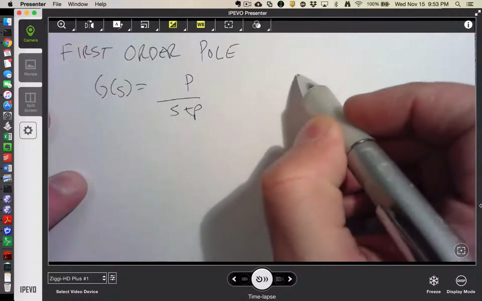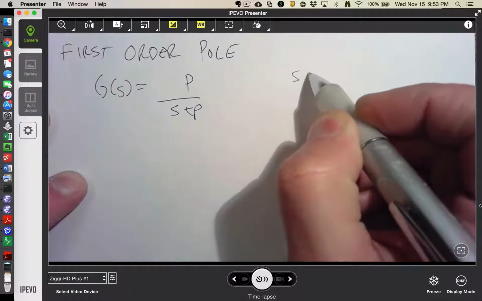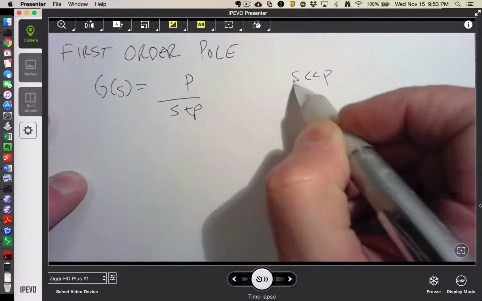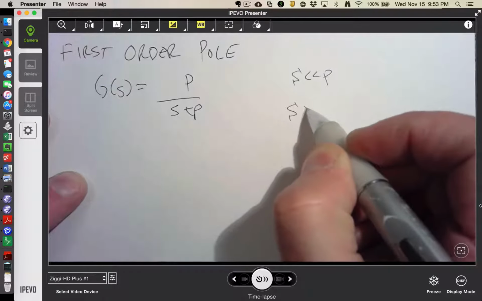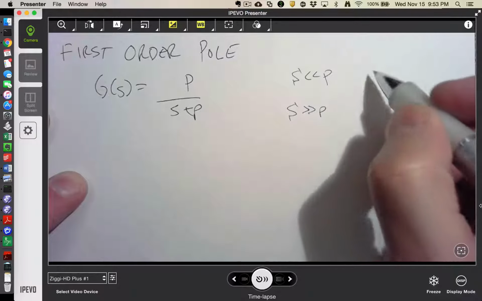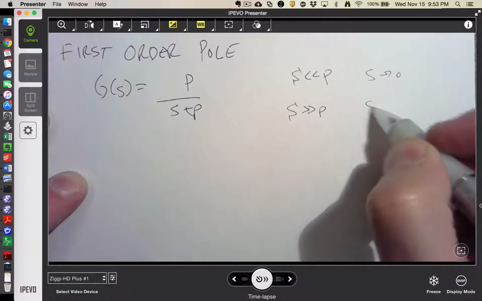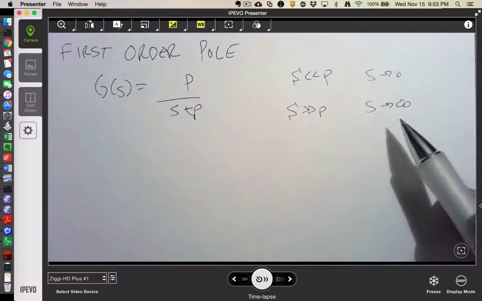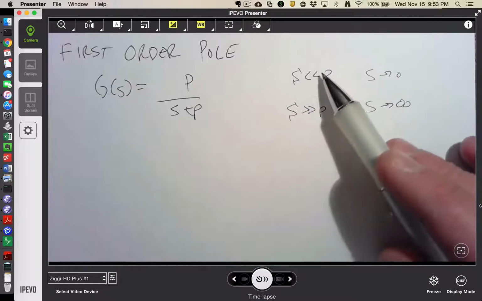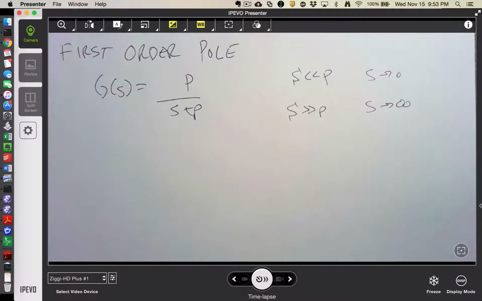So we want to consider two regions: S much, much less than P, and S much, much greater than P. So S approaching 0 and S approaching infinity. We'll draw a straight line asymptote for the low frequency region and the high frequency region, and then we'll fudge what happens near the intersection, and we'll end up with a pretty good approximation of the Bode plot over the entire frequency range.